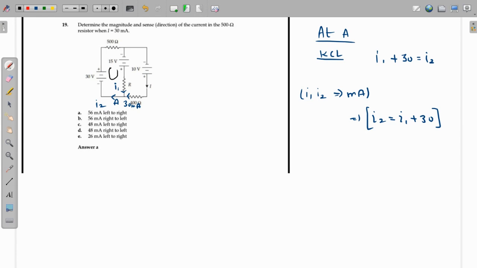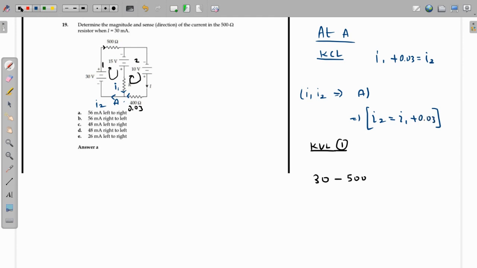Then we talk about the KVL. So let's apply KVL in these two loops, loop 1 and loop 2. If we apply KVL in loop 1, that's going to be 30, this is also I1, so that's going to be minus 500 times. In fact, let's avoid the confusion and convert the milliampere into ampere. So that's going to be 0.03, and this will just be in ampere.